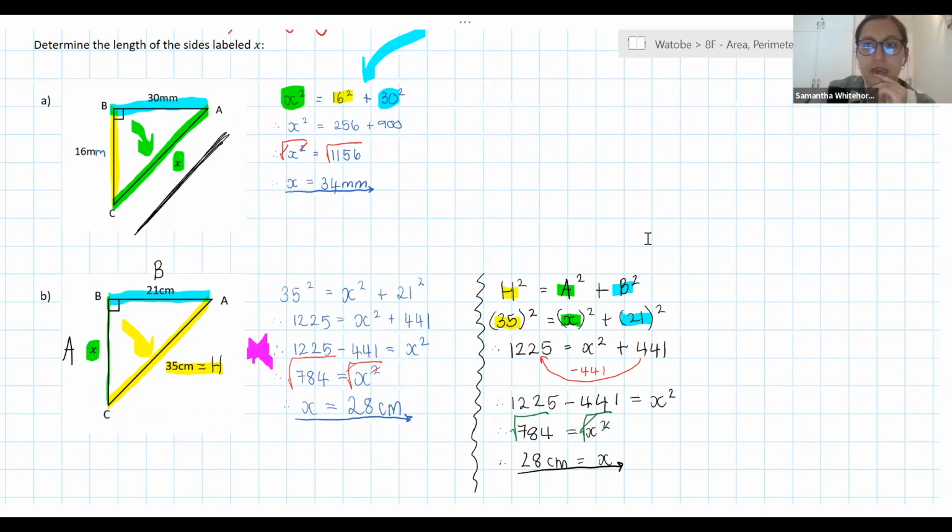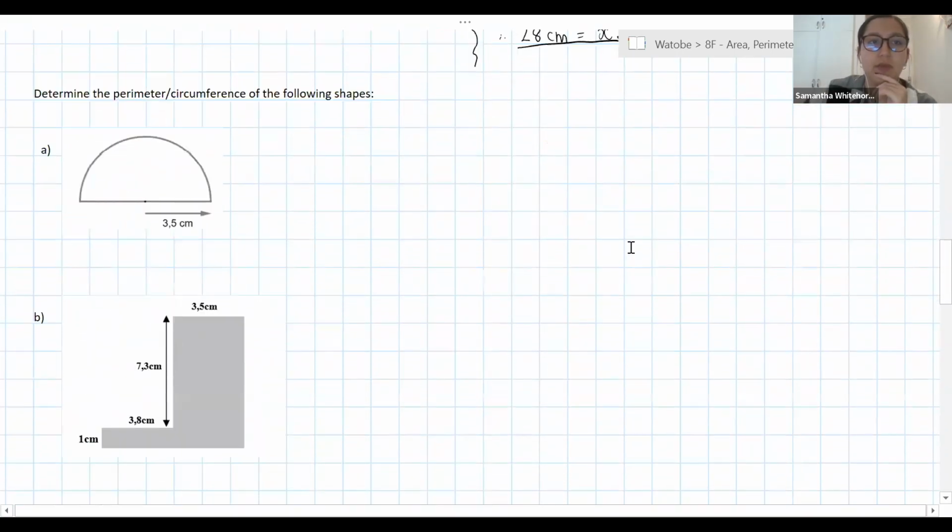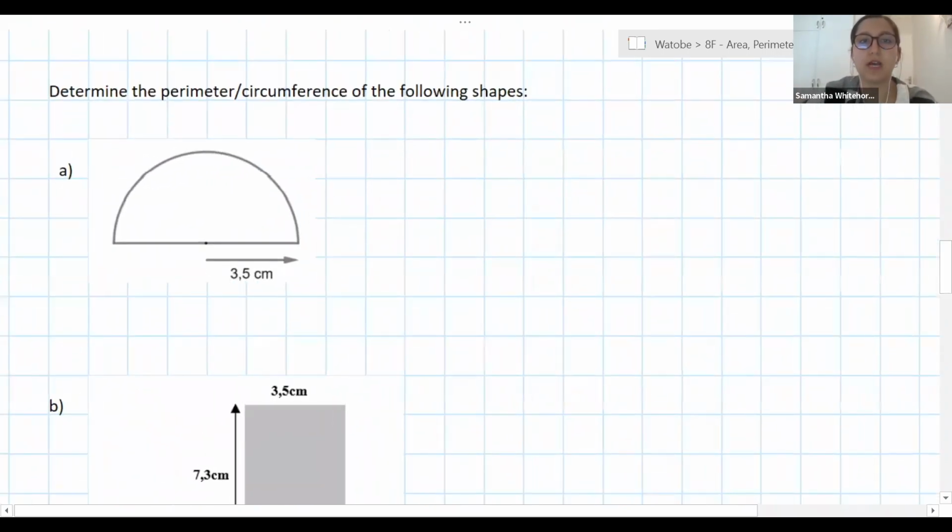Alrighty. Hope we all got that. Let's have a look. So the next concept that we spoke about was perimeter. Can anyone remind me, you can raise your hand or put it in the chat, what is perimeter? So I've said perimeter/circumference, but what is perimeter?